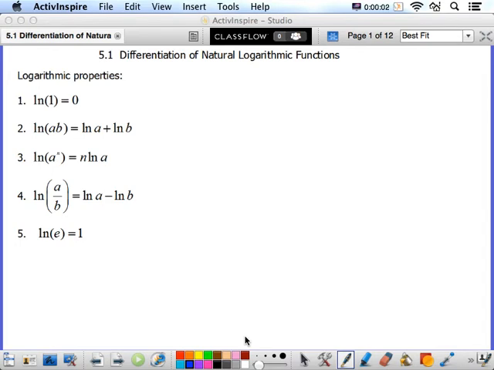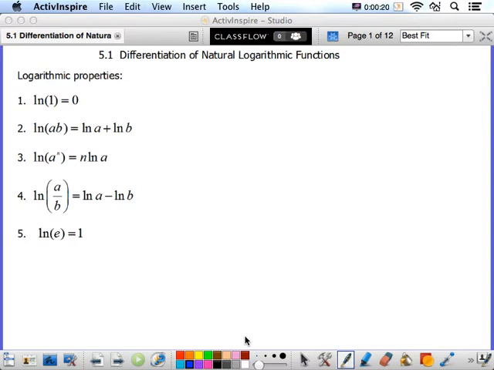Section 5.1 deals with differentiation of natural logarithmic functions. So some of you are going to have a little bit of trouble because we've been integrating for a while. We're going to go back now and pick up some of our transcendental functions. We're going to learn how to both differentiate and integrate those. So it will be a review of differentiation.